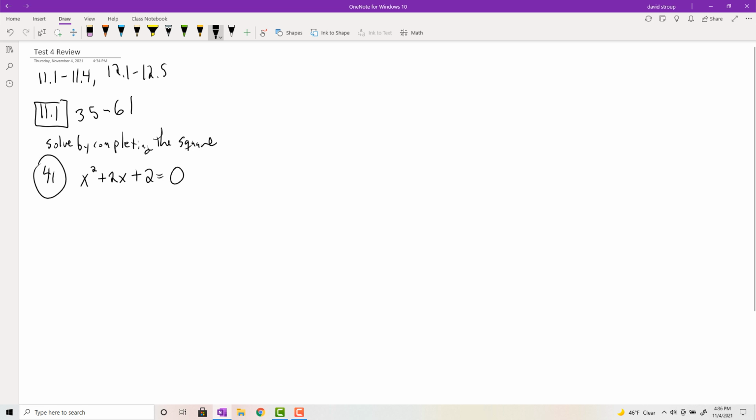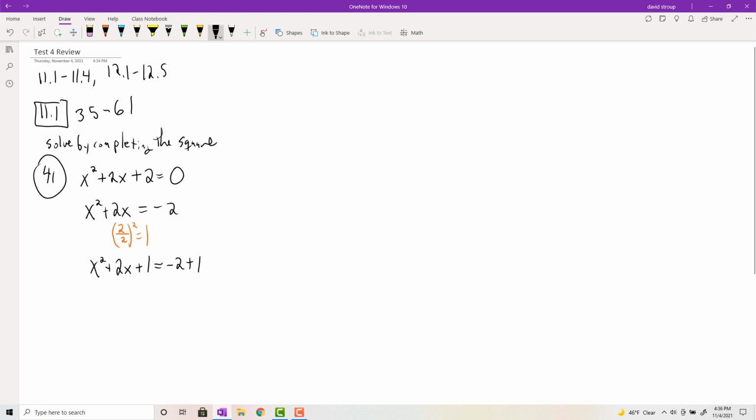For these problems, you want to move the 2 to the right side, so you get x squared plus 2x equals negative 2. Then the magic number you want to add in is the b value. The b value is in front of x, so in this case it's 2, and then all over 2 squared. So 2 over 2 is 1, and of course 1 squared is just 1. So when I add 1 to both sides, that completes the square. So it gives you a perfect square trinomial.